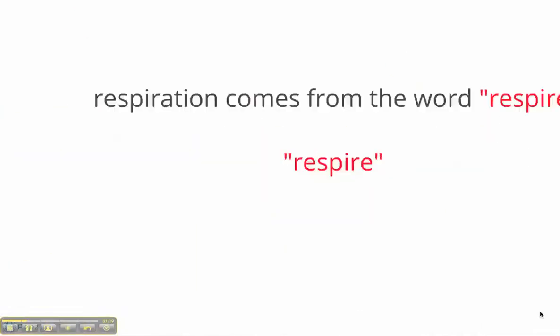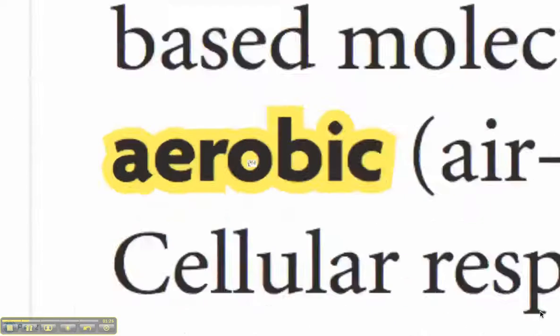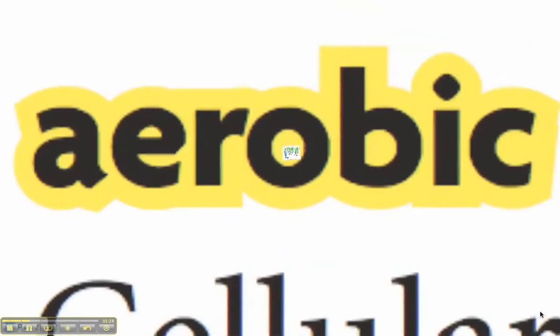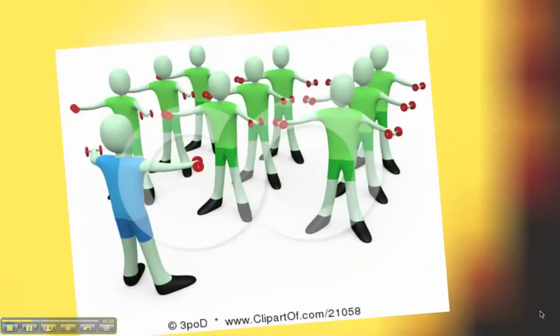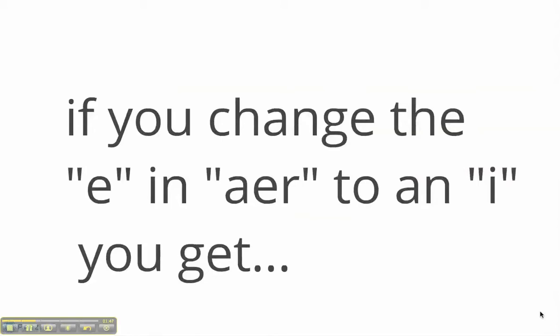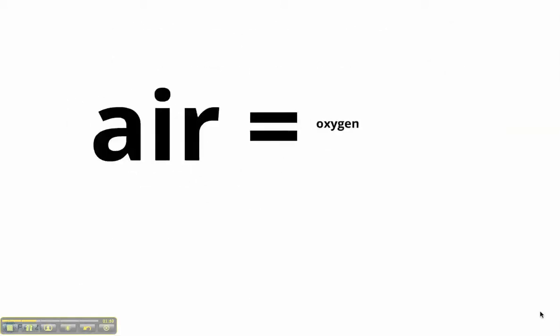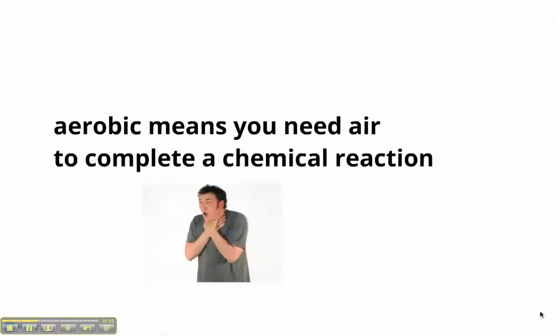And so cellular respiration, based on that definition, we know that it has something to do with breathing. And cellular respiration is an aerobic function. Aerobic, for those of you who have forgotten, is when you have those cool little weights in your hands or some kind of thing where you're exercising aerobically. It's where it gets your heart rate up. And if you look at the first three letters in aerobic, they are A-E-R. If you take the E out of AER and put in an I, you get, that's right, air. And air is oxygen, and therefore aerobic means you need air to complete a chemical reaction.